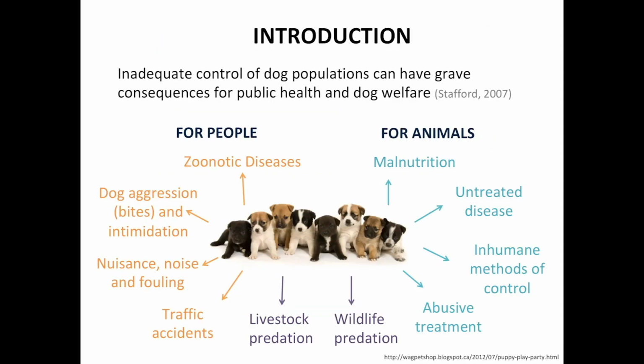I guess we are all here because we are all interested, at some level, in finding new ways and new tools to address the uncontrolled growth of dog populations and cat populations as well. In the case of dogs, the uncontrolled growth of dog populations can have several negative consequences for both humans and dogs. And we're all pretty familiar with some of these negative consequences.